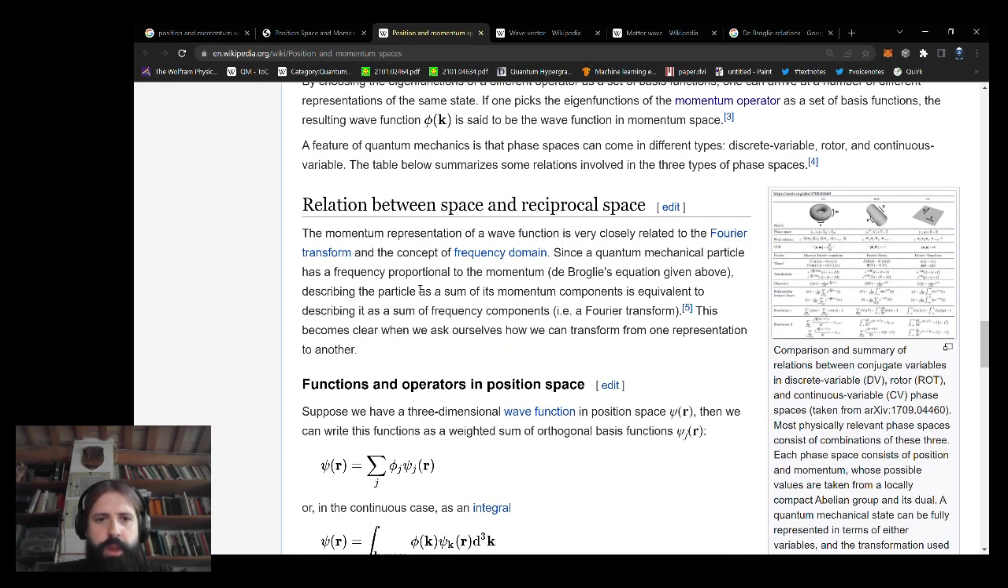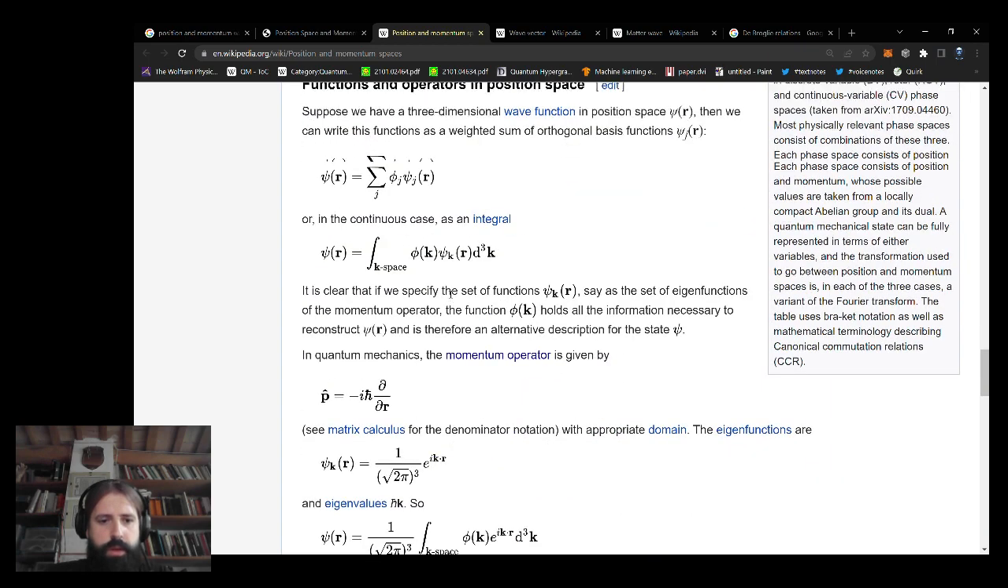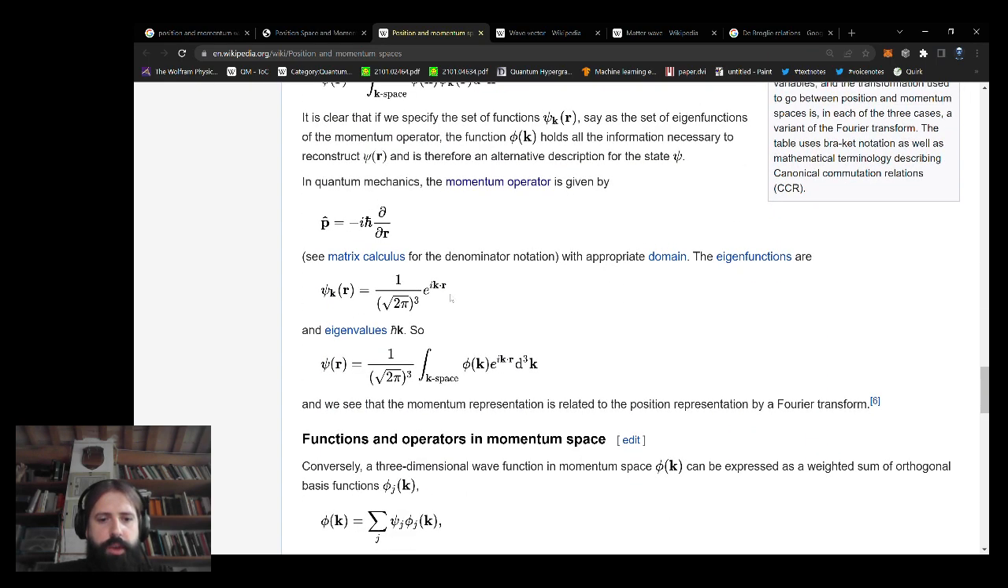A relation between space and reciprocal space. But still, how do you go from one to the other? Yeah, it's the derivative of space. In quantum mechanics, you define it like that. That also makes sense intuitively. Eigenfunctions are... I think I have to actually go into that.